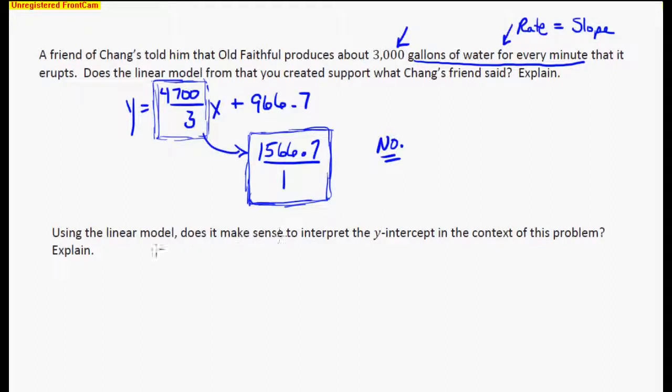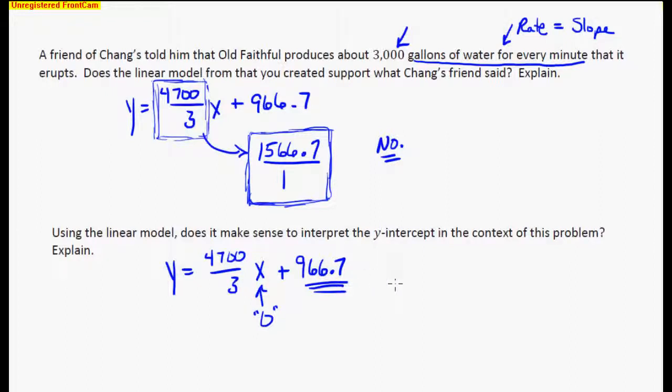Okay, and then the other question that goes along with this, using the linear model, does it make sense to interpret the y-intercept in the context of this problem? All right, and think about what the y-intercept means. The y-intercept is when x is 0, right? So I'd be plugging in a 0 here. And that would be like at 0 time, right? With 0 amount of time that went by, you've got 966.7 gallons of water being thrown out of this geyser.